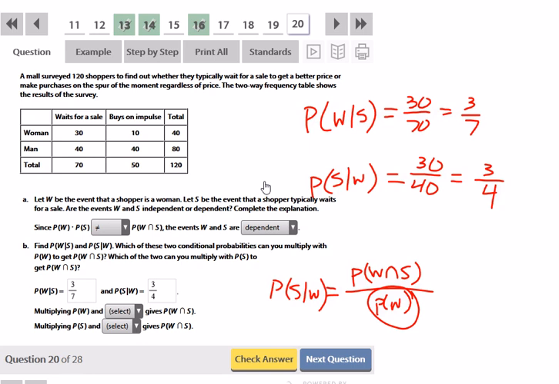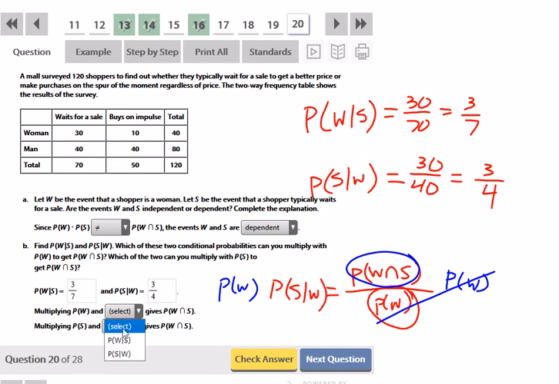So if you were to multiply both sides by the probability of being a woman, that's what would leave you with just the intersection. So it'd be the S first and then the W. And then the other one's backwards.